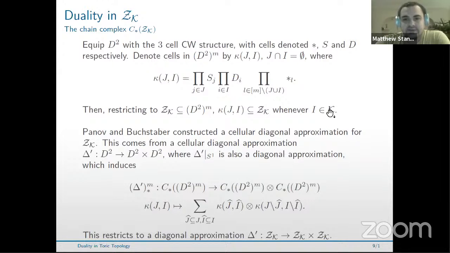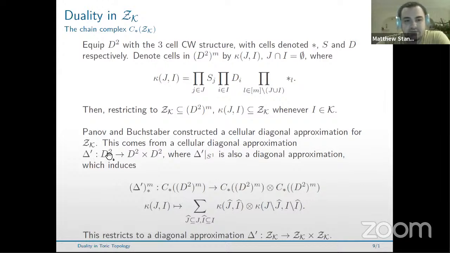The cells are then in one-to-one correspondence with such pairs, where I is a simplex of K. Panov and Buchstaber also constructed a cellular diagonal approximation for the moment angle complex Z_K, and this is really important because cellular diagonal approximations in general are hard to come by. For an arbitrary topological space, we know that they exist, but exactly what they are, we don't know. But in the case of Z_K, we can construct a cellular diagonal approximation, as shown by Panov and Buchstaber, which comes from a cellular diagonal approximation for the disk D^2.